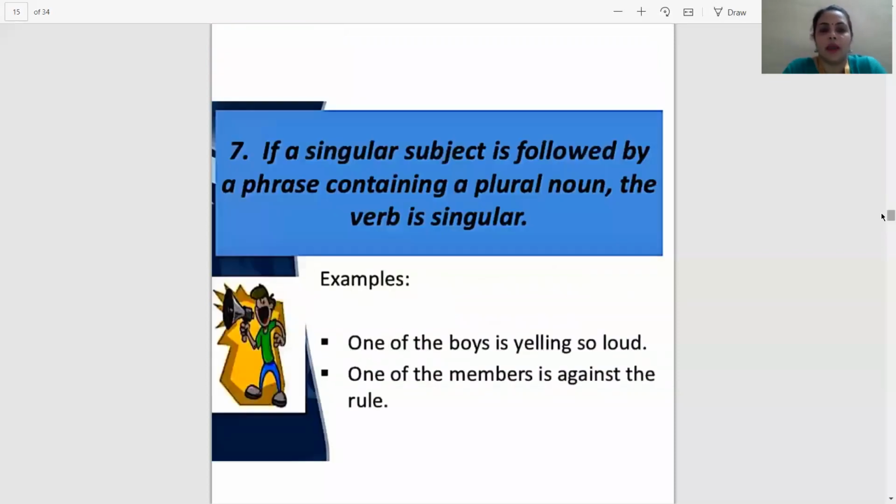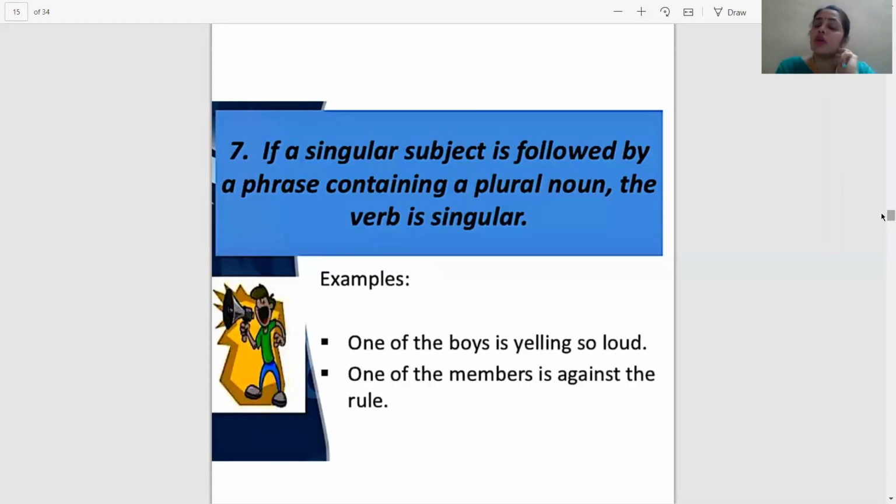Seventh, if a singular subject is followed by a phrase containing a plural noun, the verb is singular. See, the main concept is about the subject, no matter what comes afterwards. Okay, one of the boys.